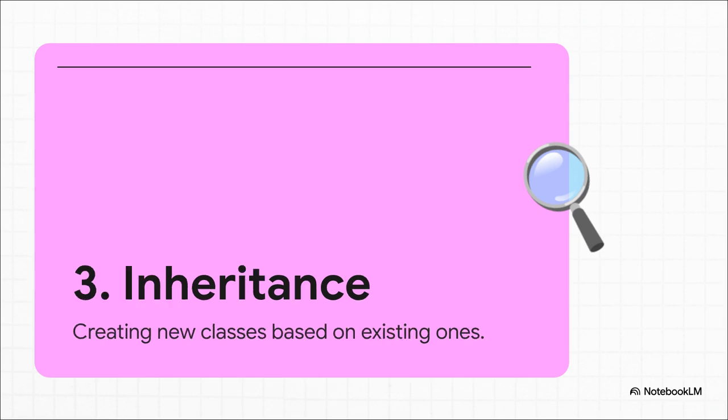Pillar number 3 is inheritance, and this one is a huge time saver. It lets you create a new kind of object that just inherits everything from an object you've already built. So, back to our game idea. You could make a basic enemy object. Then, you could create a boss that inherits everything the enemy has, but you just add a little more health and a special attack. No need to start from scratch.